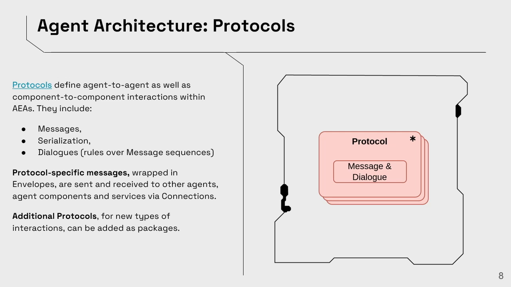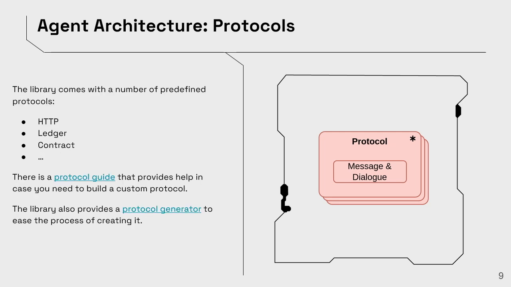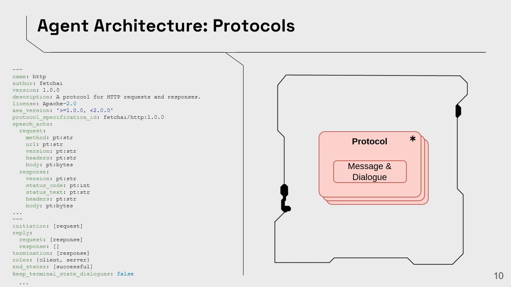As it is an extension, the developer can provide protocols according to their needs. However, the library comes with a predefined number of protocols, like HTTP, Ledger, Contract, and some others. So it is very usual that the developer has enough with those protocols, and there's usually no need to develop their own protocols. However, there's a protocol guide that will provide some help if the developer needs to build a custom protocol. There's also a protocol generator that will be helpful in the process of creating a new protocol. Just to take a brief look at what a protocol specification looks like, here we have an example for the HTTP protocol. You can see that the specification defines the request and response messages for this protocol.